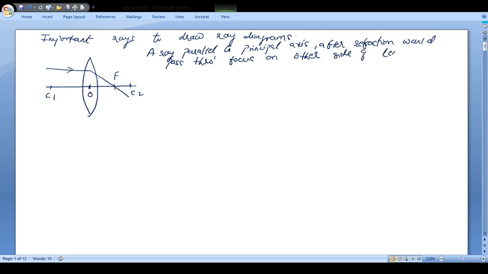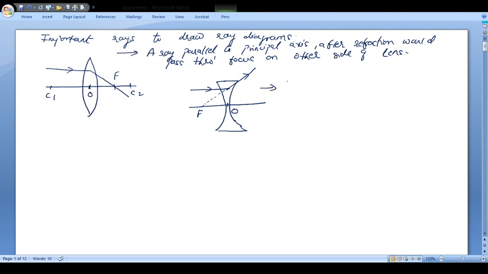Now see, if I want to show the same thing for a concave lens, so let us suppose I have a concave lens, and this is the principal axis, this is point O. So a ray parallel to the principal axis here will appear to pass through the focus. So here this will be the focus. This was for the convex.